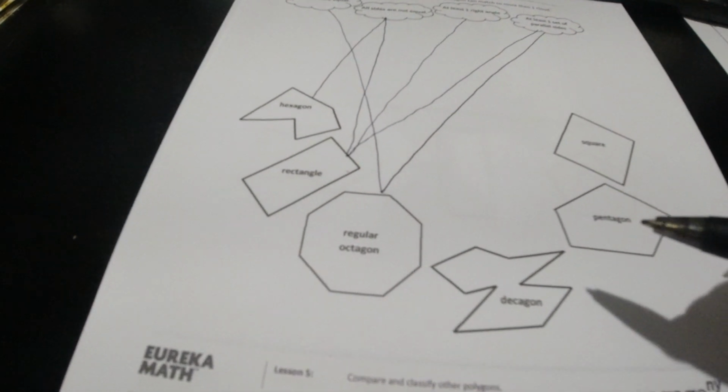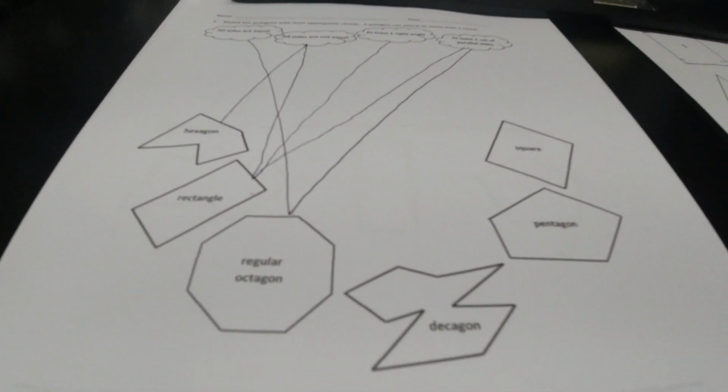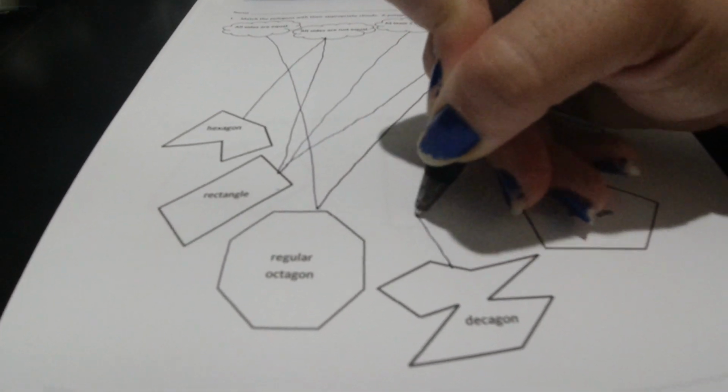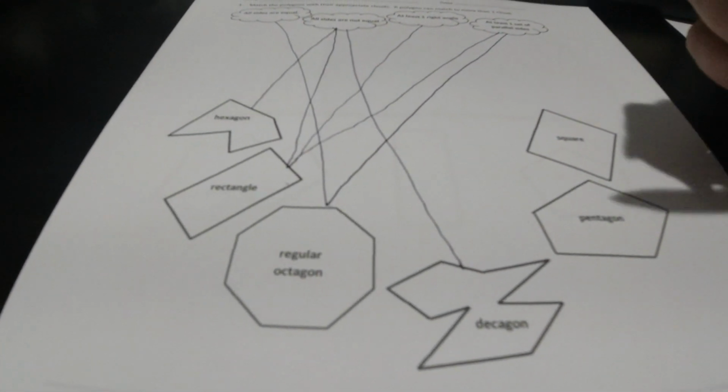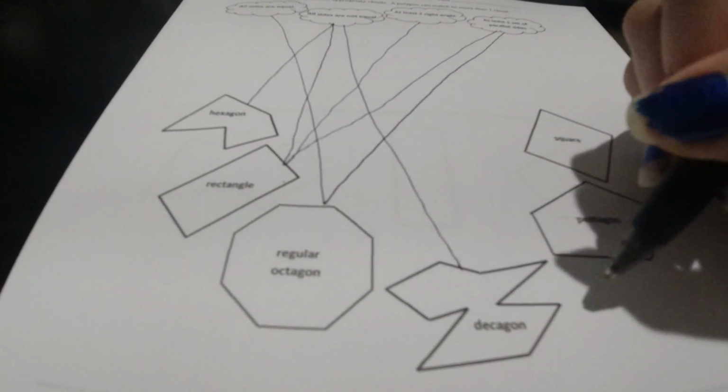And we have here the decagon. So the decagon, all sides are equal. No. I don't believe, no, definitely not. All sides are not equal, so we're going to say all sides are not equal. At least one right angle. No, I don't see any right angles. At least one set of parallel sides. So I definitely don't see that.